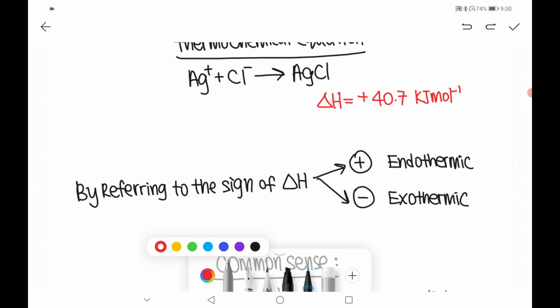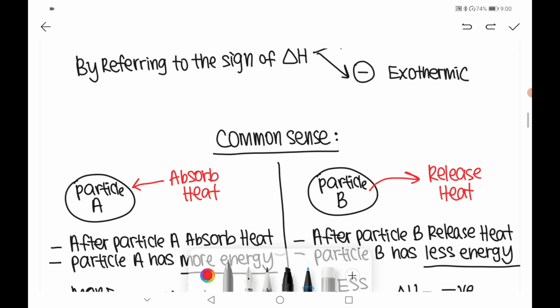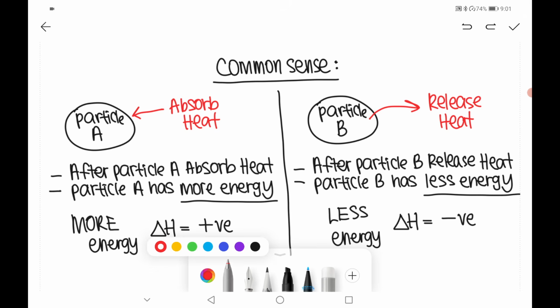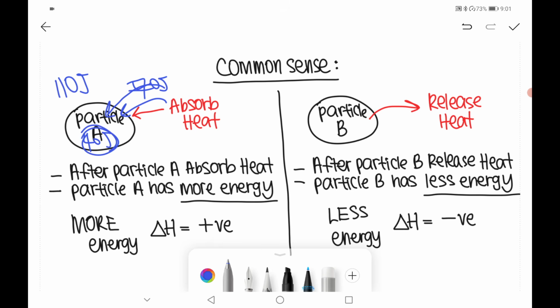If you find it a little hard to memorize, you can use common sense. Just imagine this is a particle, and this particle absorbs heat. After particle A absorbs the heat, it has more and more energy. Imagine particle A has 40 joules, and it absorbs 70 joules from the surrounding. So 70 goes in, added to 40, becomes 110 joules. So 40 now becomes 110, and particle A has more energy.